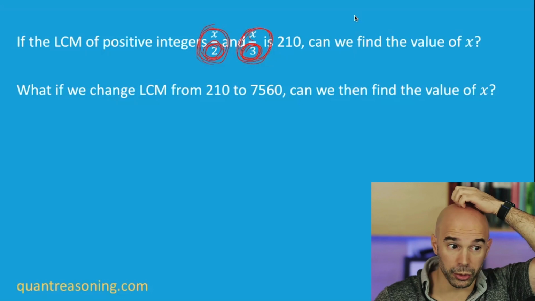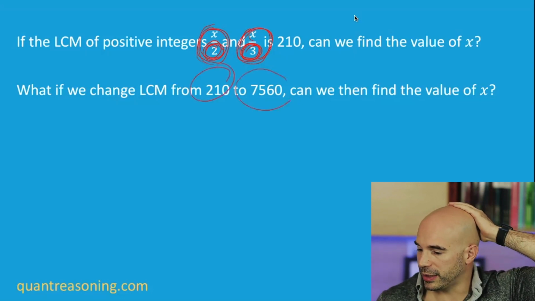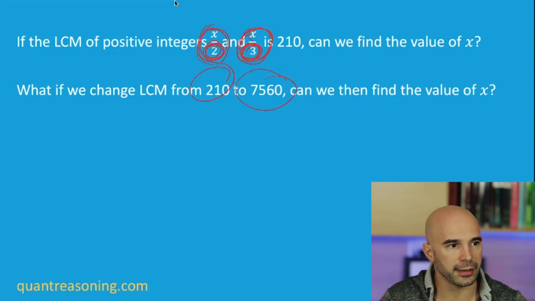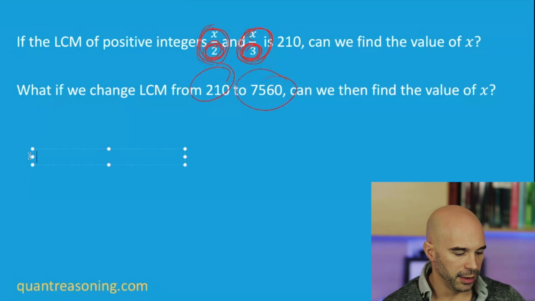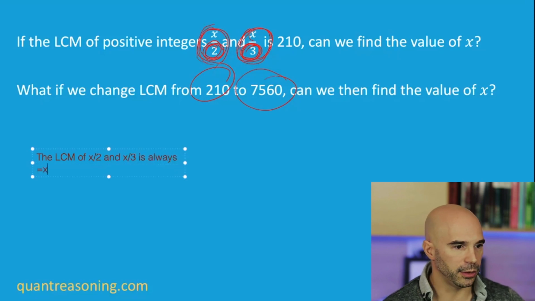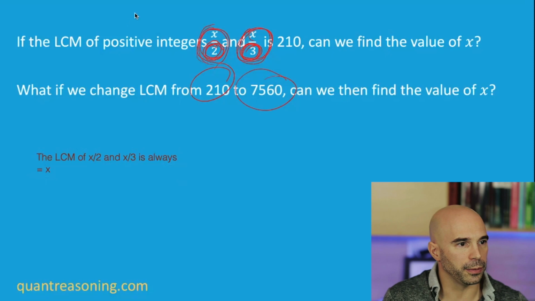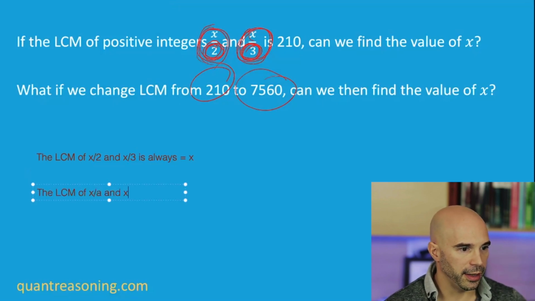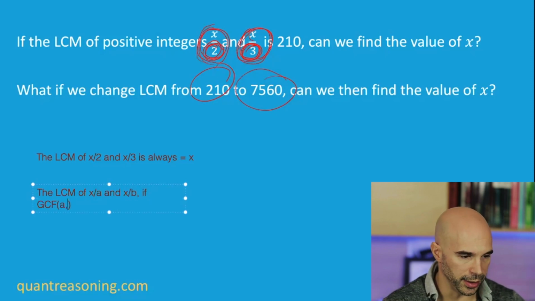And so that would be true for any number, whether it's 210 or 7560. We can say in general, and this is not a takeaway to memorize, of course, this is a takeaway to understand, that the LCM of x over 2 and x over 3 is always equal to x. This is always true. And we can generalize that even more. We can even say the following. The LCM of x over a and x over b, if the GCF of a and b is 1, is just x.